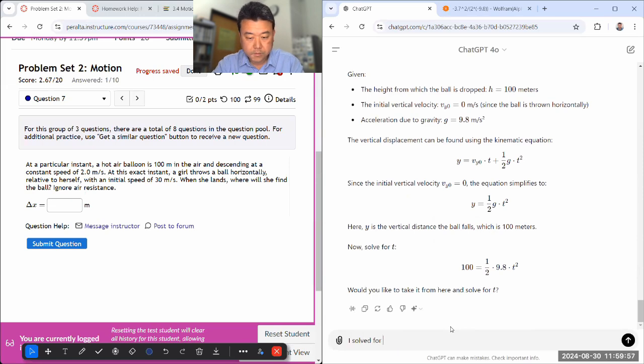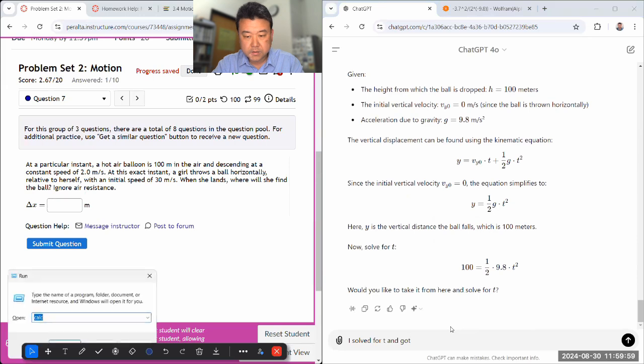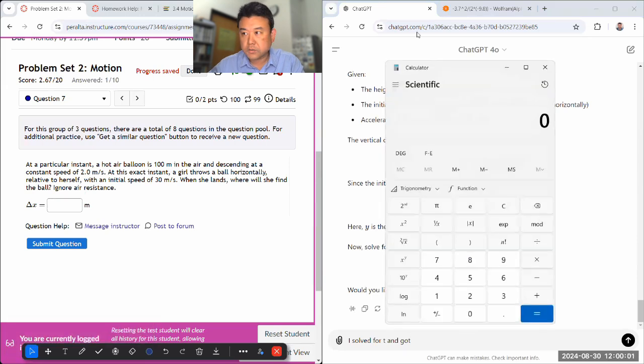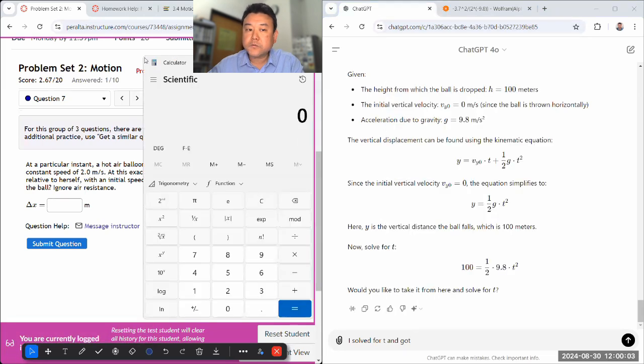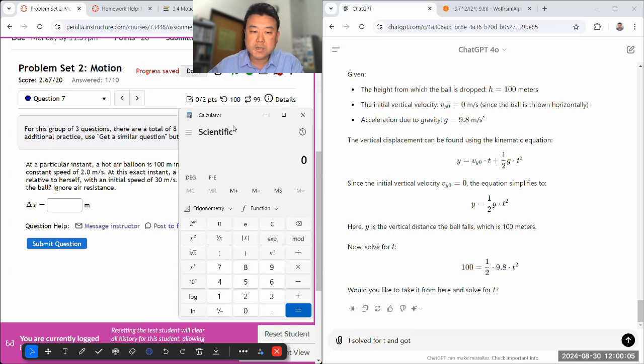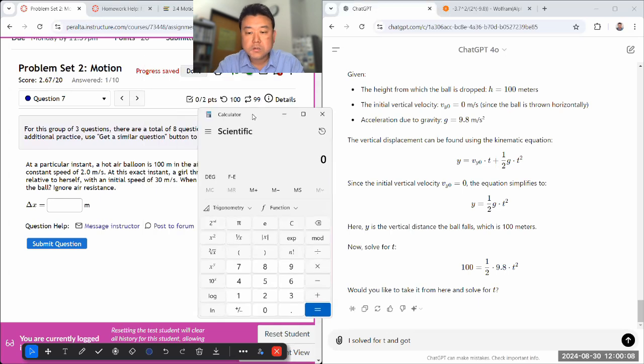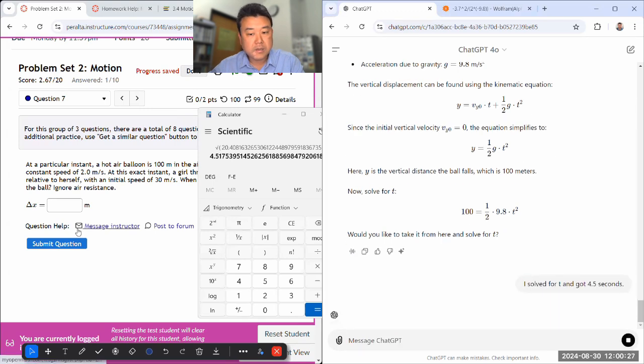I solved for t and got... Let me just get the number quickly so that I'll see if ChatGPT can correct the mistake. So solving for t, which will be the square root of 2 times 100 divided by 9.8. So 2 times 100 divided by 9.8. Take the square root of that. Solve for t and got 4.5 seconds. And it'll say that that's correct.